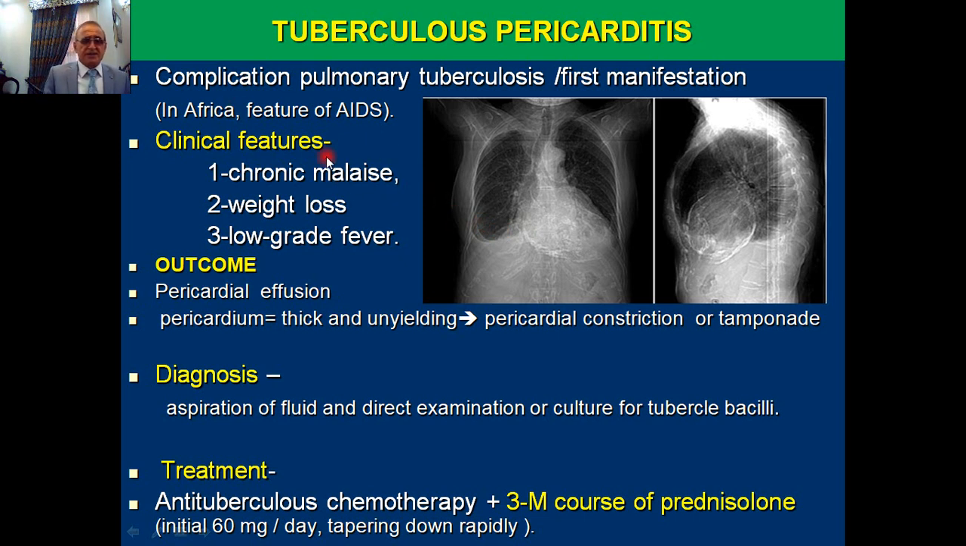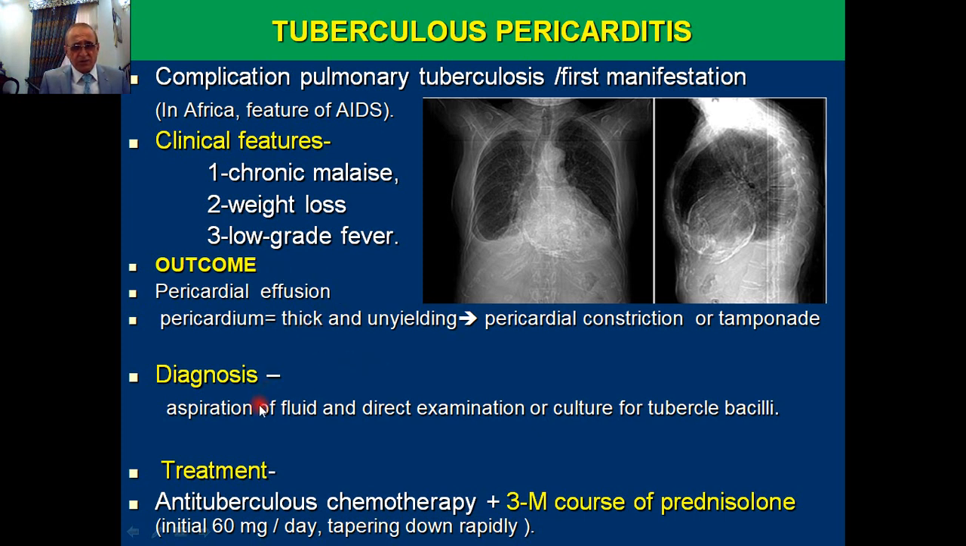This is a very serious disease because any tuberculous pericarditis, the outcome will be either pericardial effusion or constriction. The effusion might culminate in tamponade, or the pericardium might become thick and unyielding and end in pericardial constriction. So both entities can arise from tuberculous pericarditis: pericardial effusion and tamponade, and pericardial constriction.